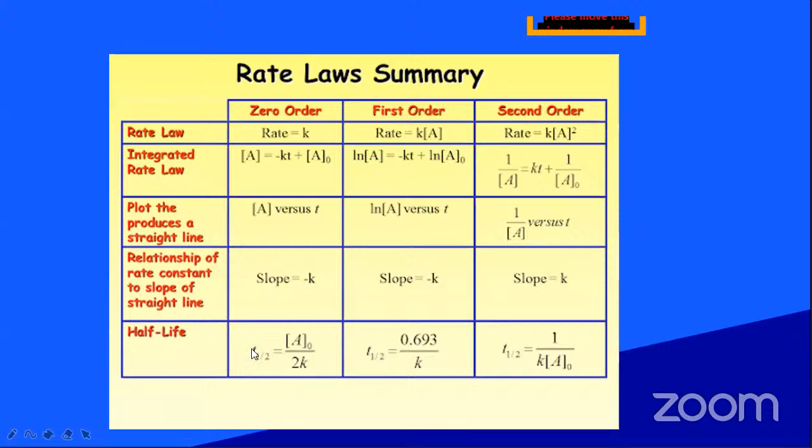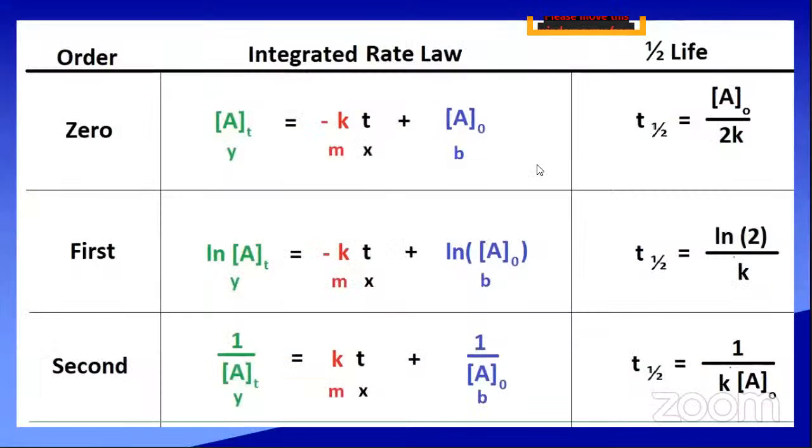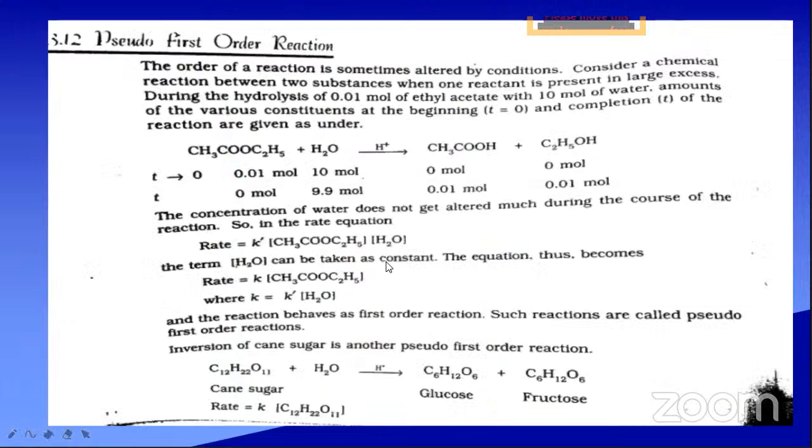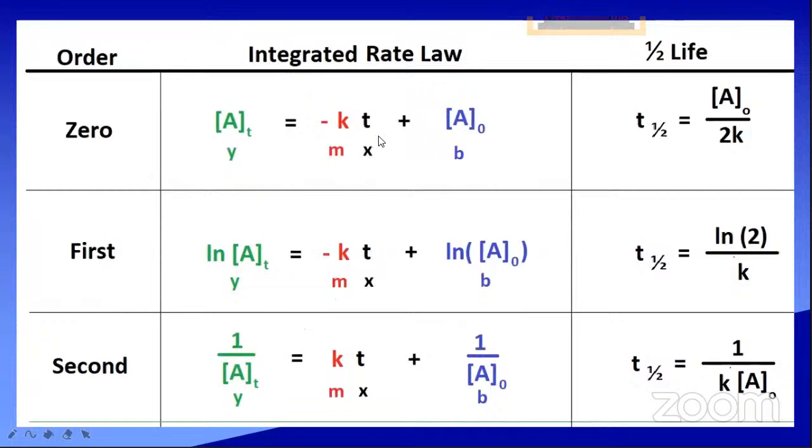What is the t half value of the zero order reaction and first order reaction? For zero order, t half equals A naught by 2k. For first order, t half equals 0.693 by k, which is ln 2 by k. And the graphs are of A versus t, A naught minus kt, and ln A.